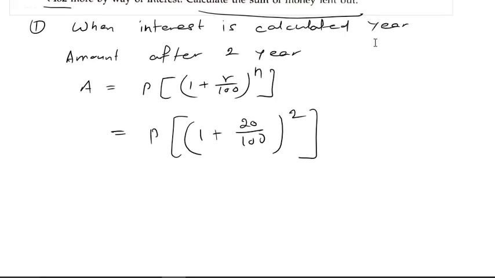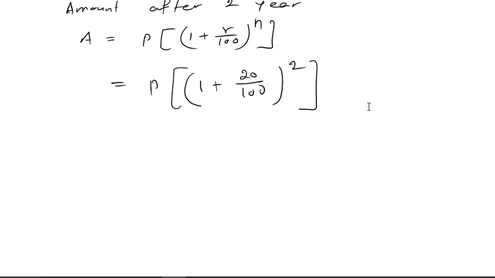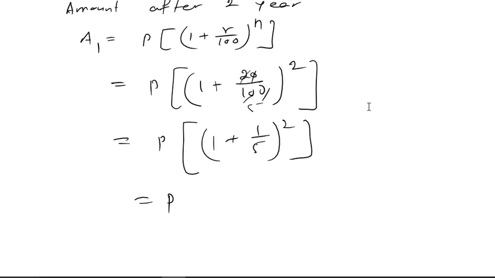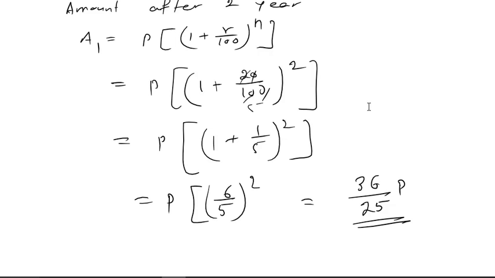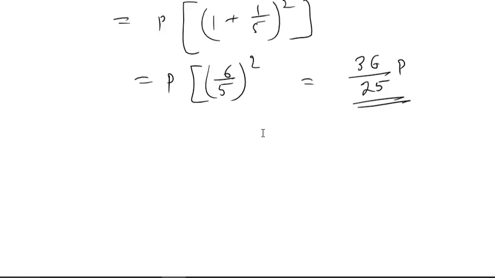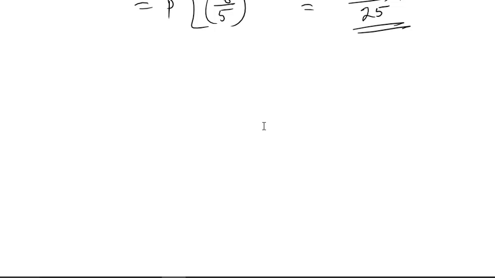So this gives me the amount, which I will call A1. This gives me the result as P into, this 0 0 cancel, this is 1 upon 5, so 1 plus 1 upon 5 the whole square. This gives me P into 6 upon 5 the whole square. So 6 6s are 36 upon 5 5s are 25. So 36 upon 25 P is the amount when we are doing calculation yearly. Second part, when we do calculation half yearly.